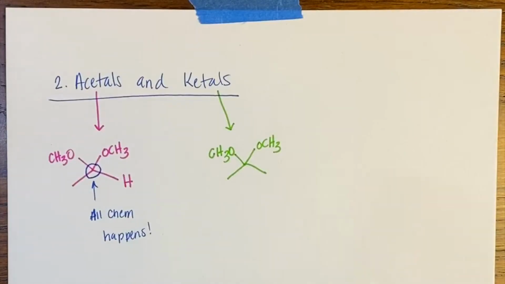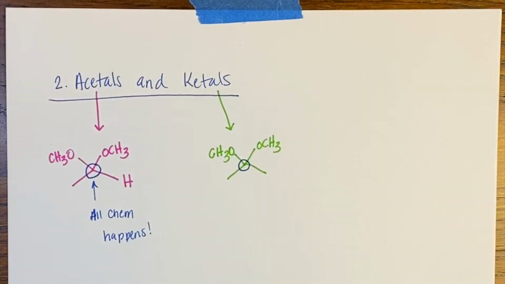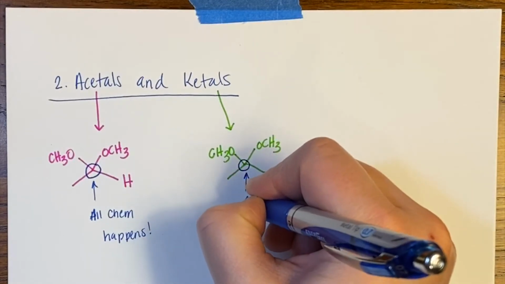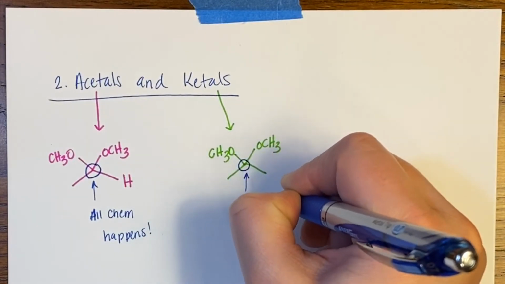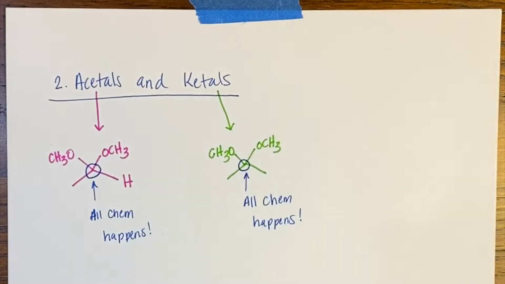We see something similar for our ketal. This carbon right there where we have the two ether groups and the two carbon-containing groups, that is the carbon where all the chemistry happens. So as you're working with acetals and ketals, make sure you recognize that carbon and make sure you understand that that carbon is going to be at the center of all of the chemistry that happens throughout our mechanisms.